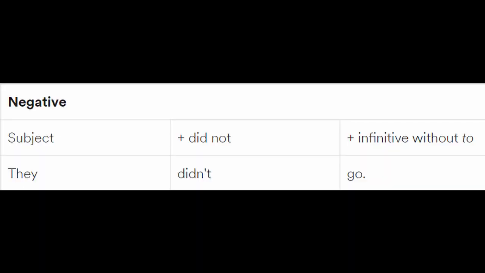And if you want to make negative sentences, you have to use the auxiliary verb did not or the contraction didn't and the base form of the verb. For example, she didn't do her homework yesterday. They didn't do their homework yesterday.